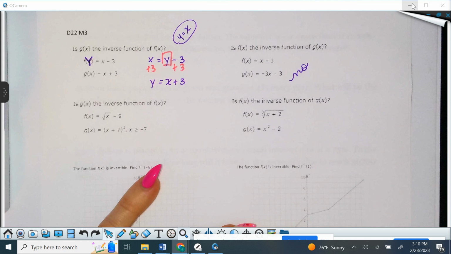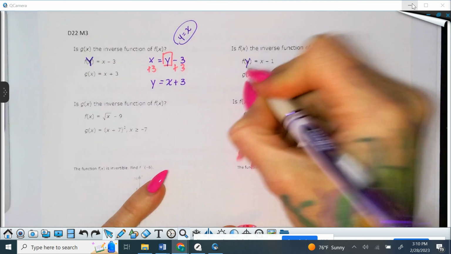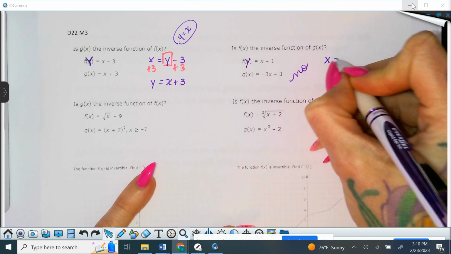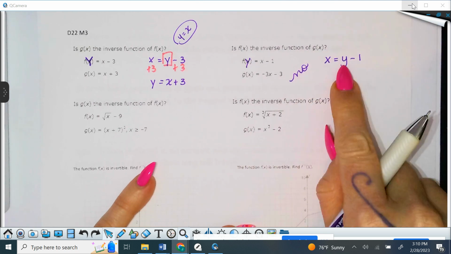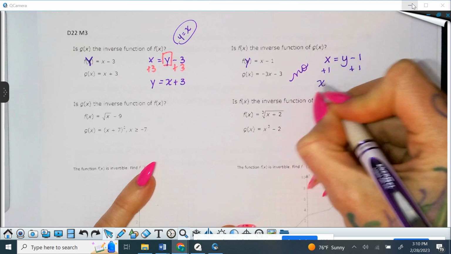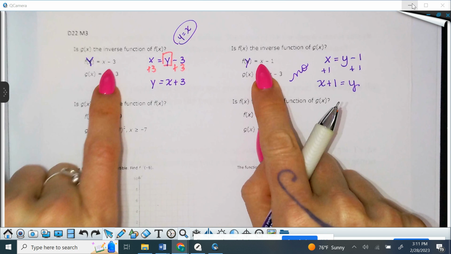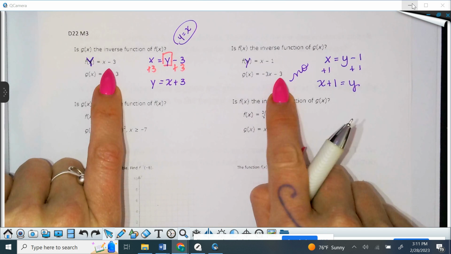It could be you tried the tables. Or again, you could solve it. And if I turn this into x equals y minus 1, to get y by itself, I would add 1 to both sides. And so the inverse is going to be x plus 1. So this one is much like the one we just did prior. They just gave you something wild and crazy.